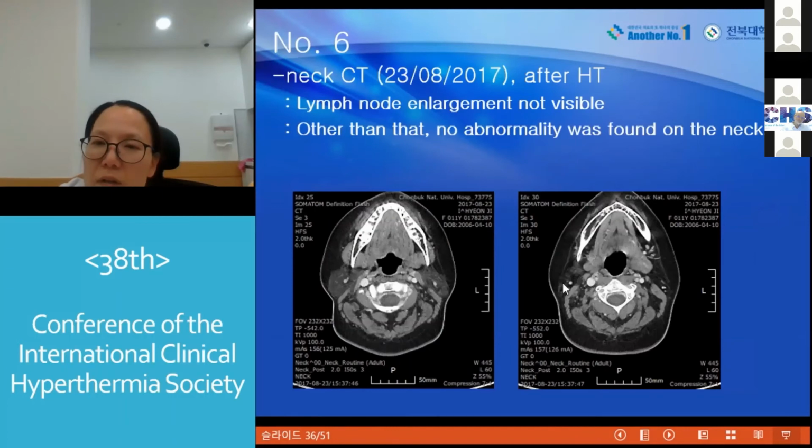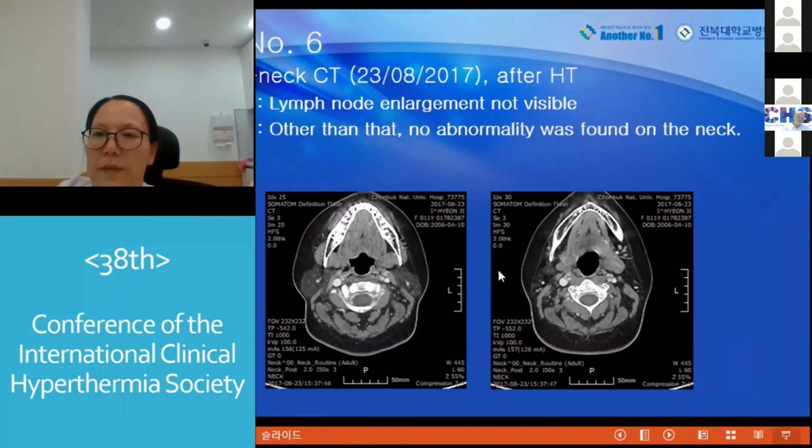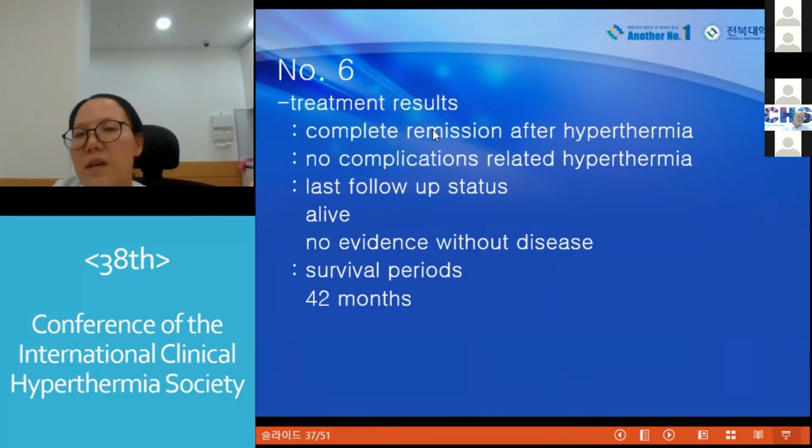This image was after hyperthermia. No regions were observed. He is in complete remission after hyperthermia. He had no complications related to hyperthermia. Last follow-up status was alive with no evidence of disease, with a survival period of 42 months.